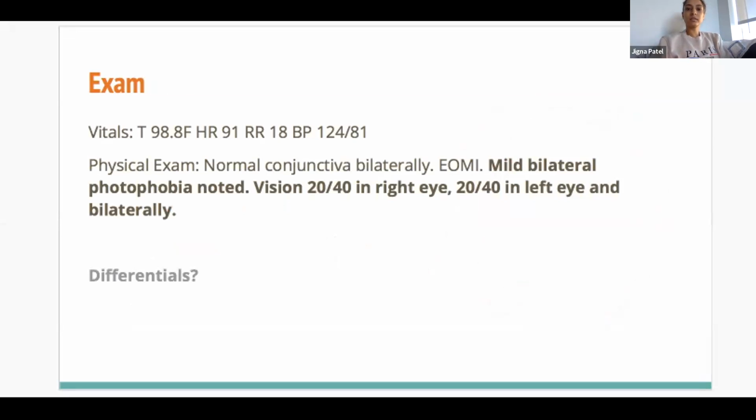On physical exam, what's pertinent is that she has mild bilateral photophobia. Her vision in her right eye is 20 out of 40, and her vision in her left eye is also 20 out of 40. But aside from this, the rest of your physical exam is benign, and there's nothing else that you really find. So what are some of the differentials that you would think about?